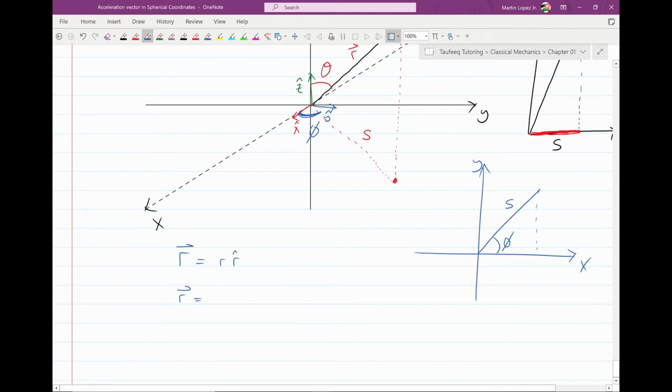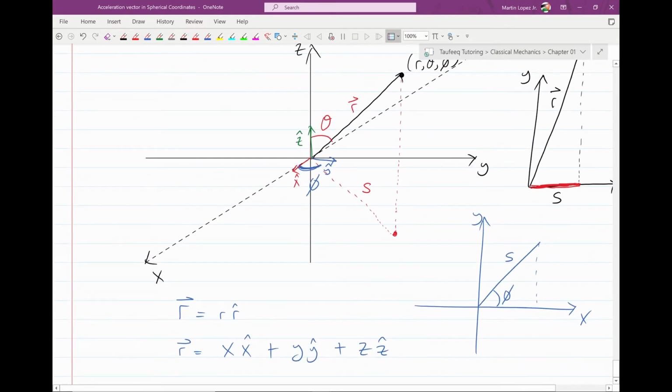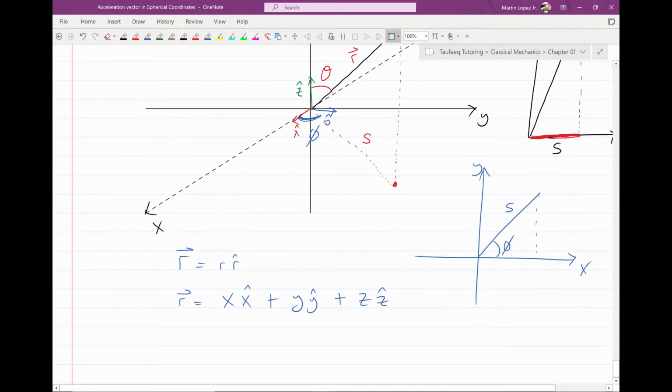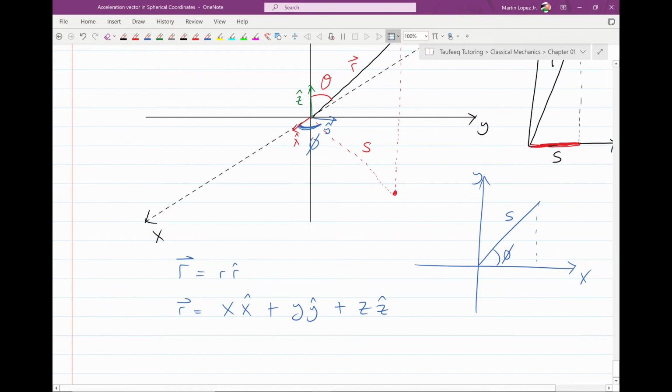Okay, so what is r? So r is just x x hat, plus y y hat, plus z z hat. If you go x units in the x direction, y units in the y direction, and z units in the z direction, you will get to that point. You will get to that vector, right? Using these unit vectors, these Cartesian unit vectors.